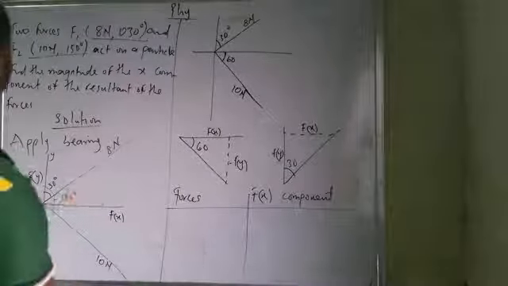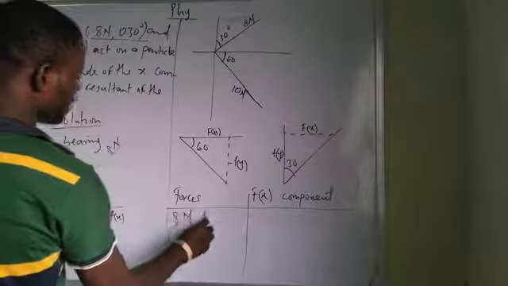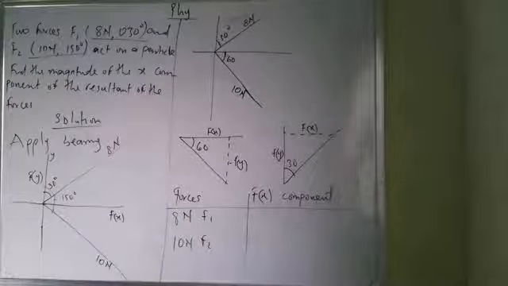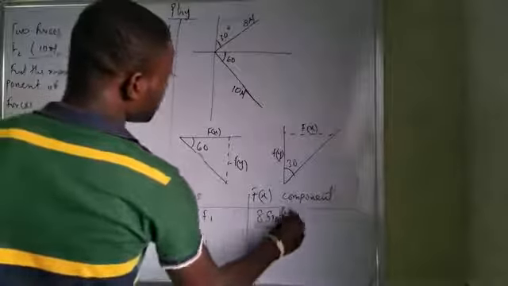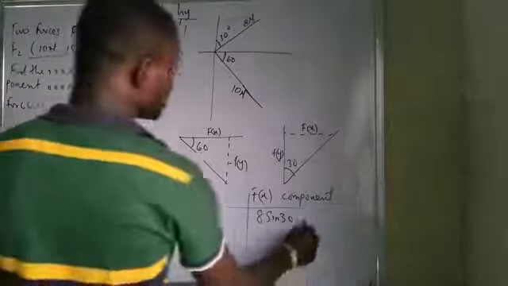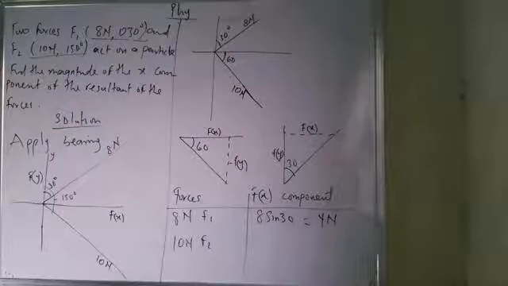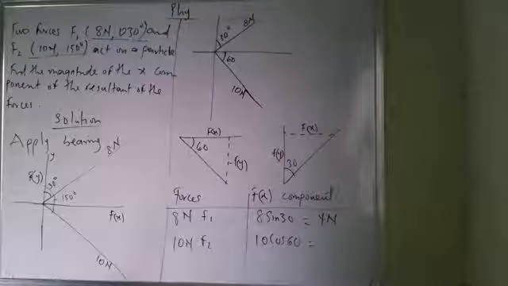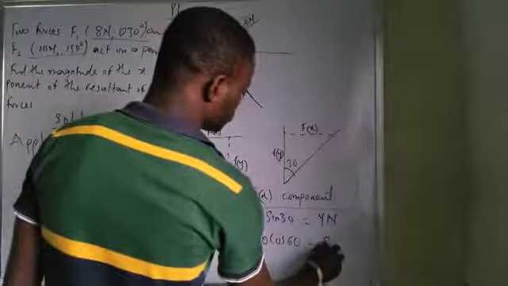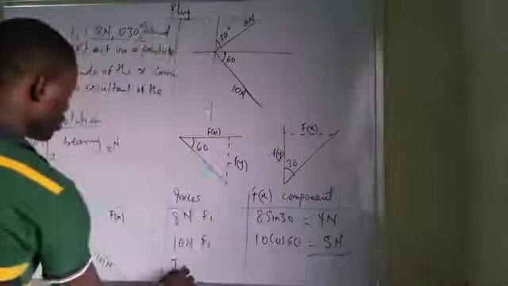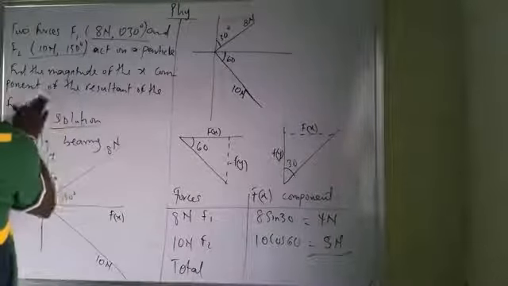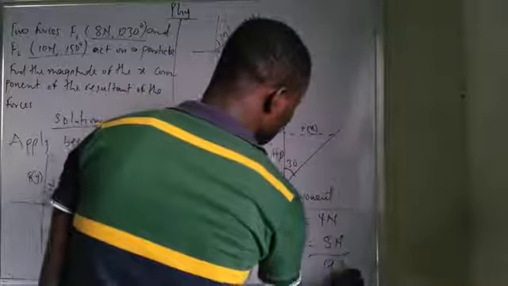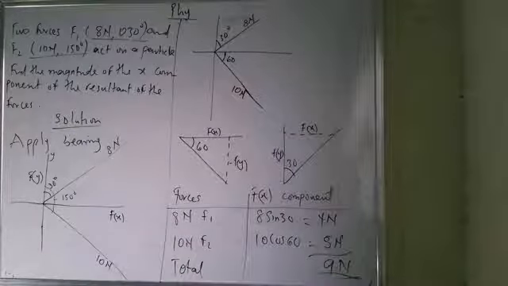Now I will play around with the two forces, which are 8 Newton, which is F1, and 10 Newton, which is F2. I will have 8 sine 30. Sine 30 is always equal to 1/2, which gives 4 Newton. Also I'll be working on 10 cos 60. Cos 60 is 1/2, which gives 5 Newton. Now, the total you are asked to find, the resultant of the x component, will be 9 Newton. That is all we need on this part.